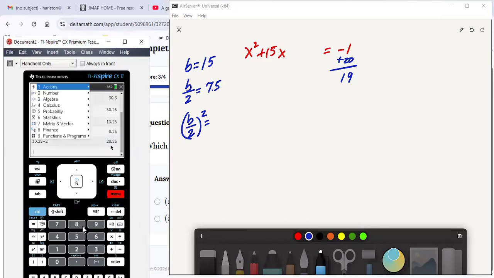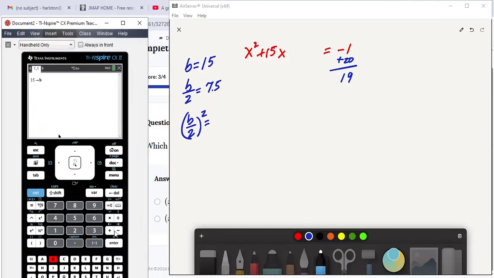So let me do menu, 15. First thing, I'm going to store that into b. And then I'm going to do b divided by 2. Now, I want this to be a decimal, so I'm going to put a decimal at the end of the 2. And then it tells me 7.5. And then I'm just going to square that, and it tells me that b over 2 squared is going to be 56.25.